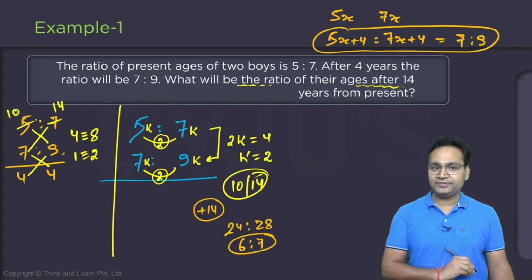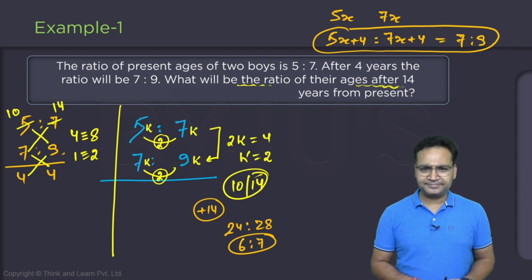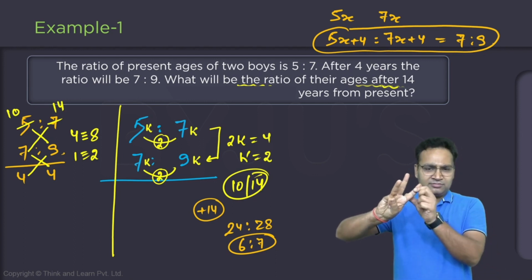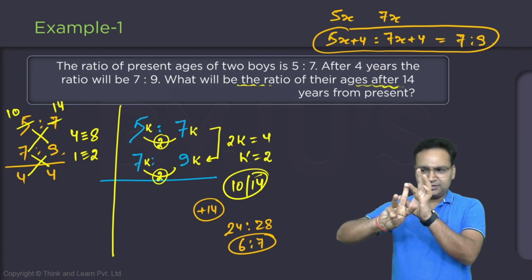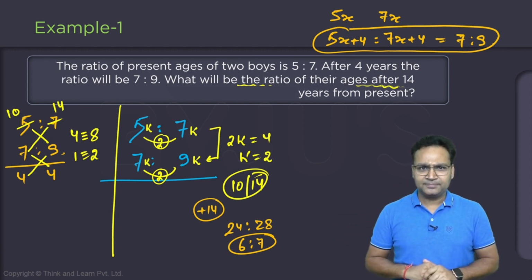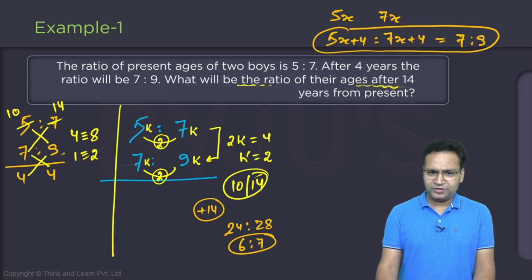equal to 14. I did this question in how many ways, guys? 3 different ways, right? You can see it. The first is the equation method, another is the age difference method, and the third is the double cross method. So let's see whether it is applicable in the next question or not.